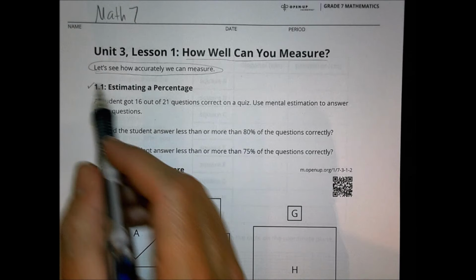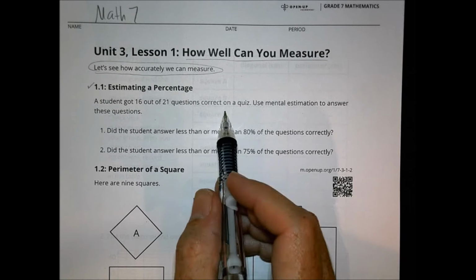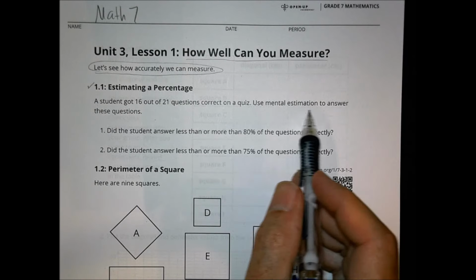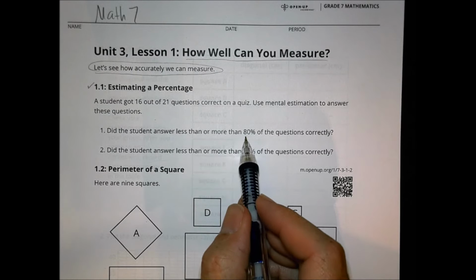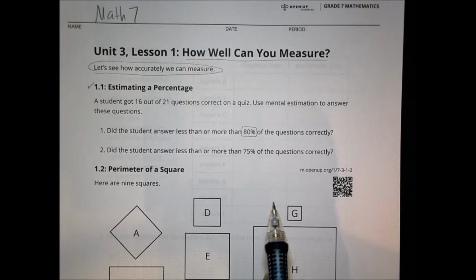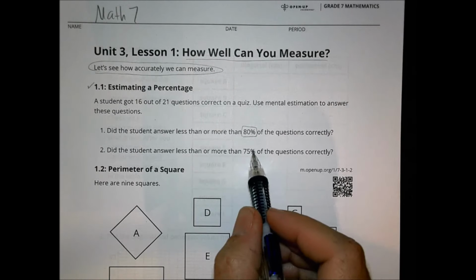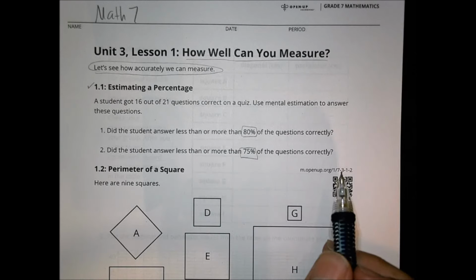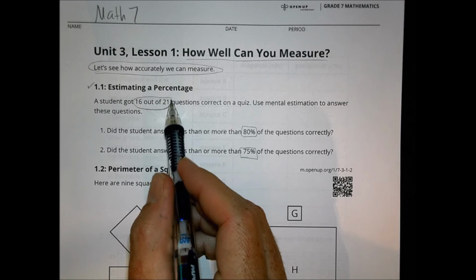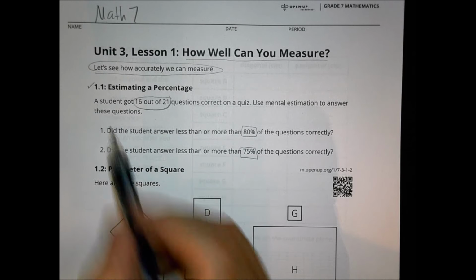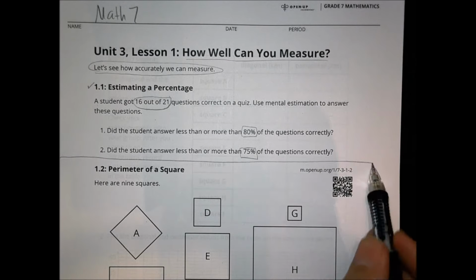Begin first of all with estimating a percentage here, and it does say that a student got 16 out of 21 questions correct on a quiz, and they want you to use mental estimation to answer these questions. Did the student answer less than or more than 80% of the questions correctly? And the second thing it asks is, did the student answer less than or more than 75% of the questions correctly? So just using some mental math there, take a look at that 16 out of 21 and make a determination about both of those questions there and see what you think you can come up with.